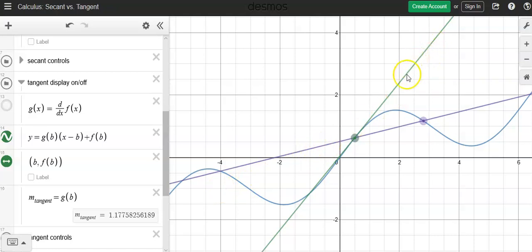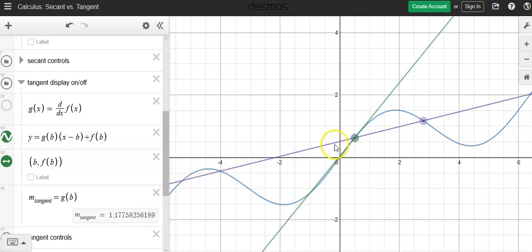But the green line is a tangent line at this point right there. Do you all see that point? There's your point of tangency. And the green tangent line touches that curve at only that point right there. Now, according to Desmos, they've actually calculated the slope of that tangent line. If you look over here in the right-hand margin, right at the very bottom, see what this says? M, slope of the tangent line, is equal to 1.177. Now, Desmos is actually able to calculate it exactly. That really is the slope of that tangent line.